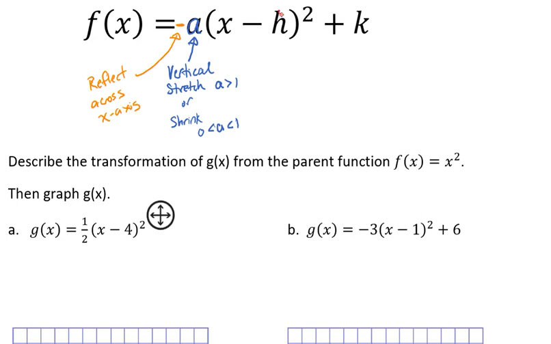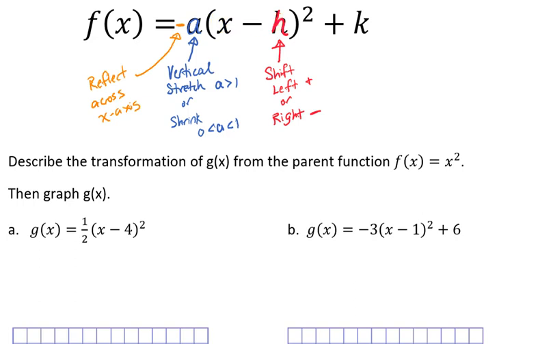Our H value lets us know that there's going to be a shift either to the left or to the right. Now, if we see a minus sign inside, that tells us that we are going to shift to the right. And a plus sign would tell us we are shifting to the left. It's helpful to think of anything that happens on the inside of the parentheses as the opposite of what you would think.